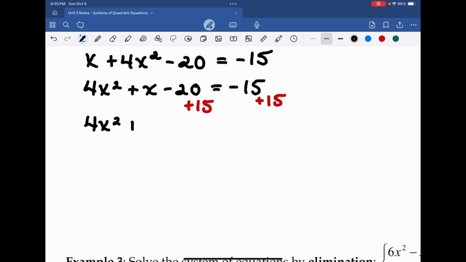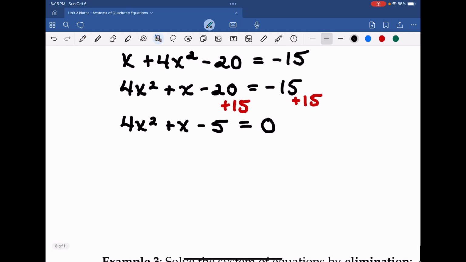This is going to give us 4x squared plus x negative 20 plus 15, which is negative 5, equal to 0. Now we have it in a trinomial. Let's factor this. This goes back right to unit 0, or chapter 4, which was quadratic equations.